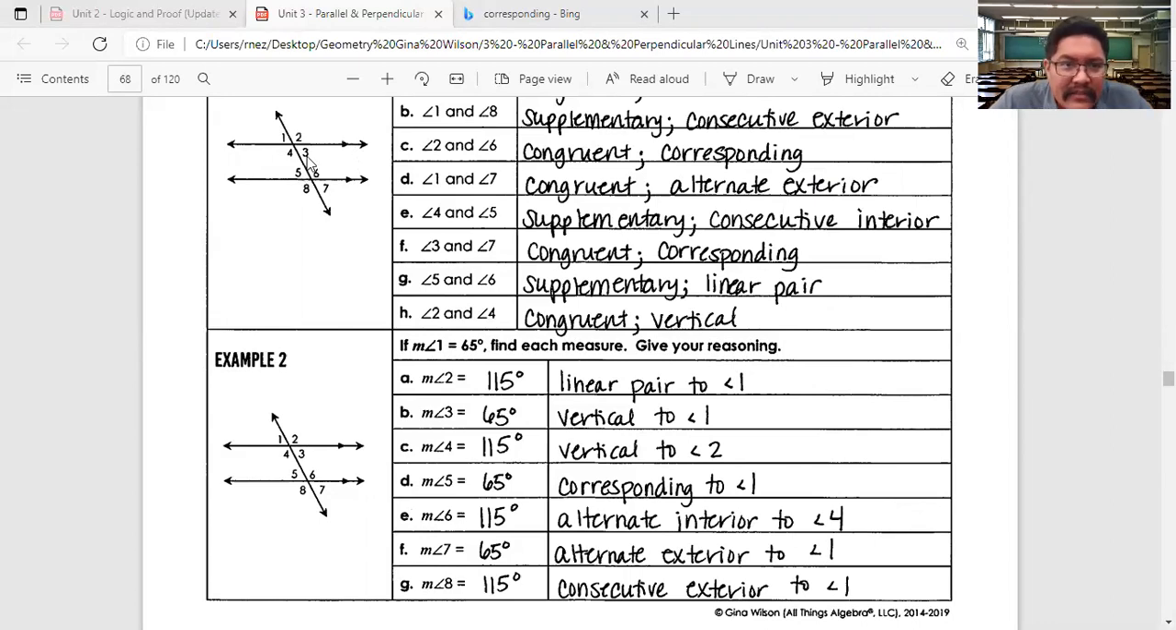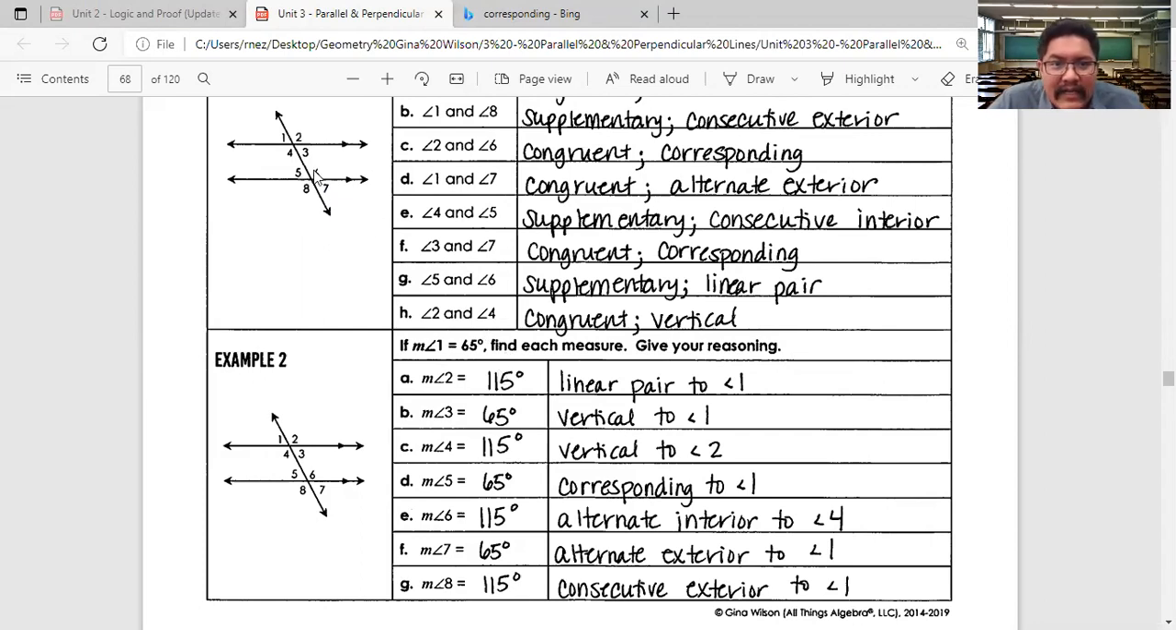3 and 7. So let's look at 3 and 7. Well, they would basically be in the same corner. So if they're on the same corner of each of their own intersections, then that means they are corresponding. And corresponding would mean that they are congruent. In fact, again, you can kind of just look at it and tell that they would be congruent.